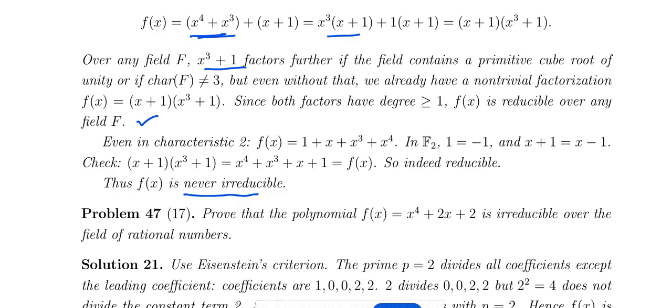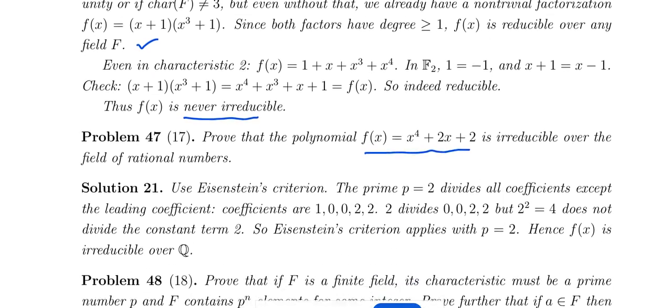In the same way, the polynomial f of x equals x power 4 plus 2x plus 2. Prove that x power 4 plus 2x plus 2 is irreducible over the field of rational numbers.